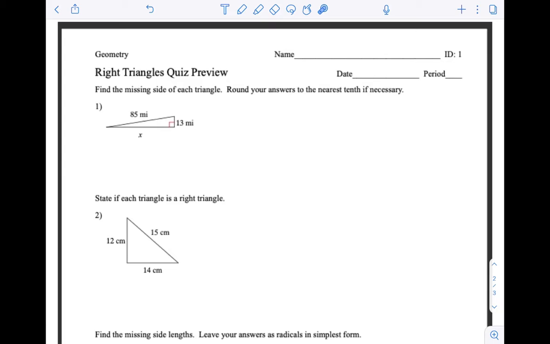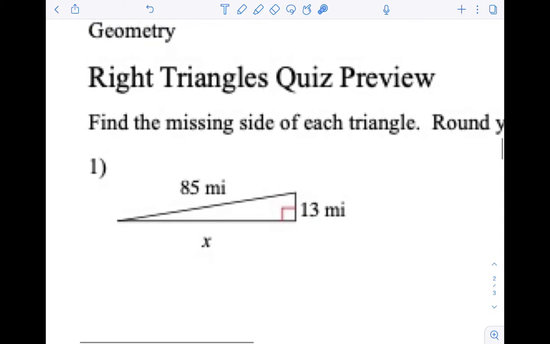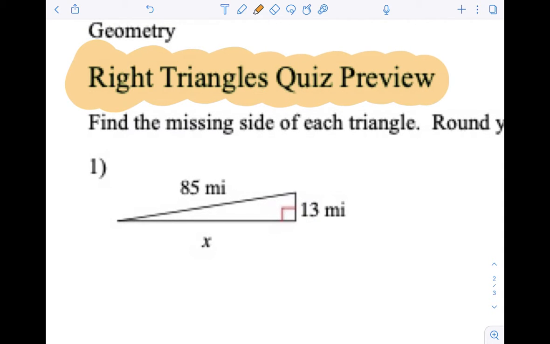Make sure you have paper and pencil out, ready to copy everything down in order for you to understand everything that I'm going to present, right? Particularly this video lesson, because this is a right triangles quiz preview. And this is actually the same exact worksheet that you're going to have as your assignment.